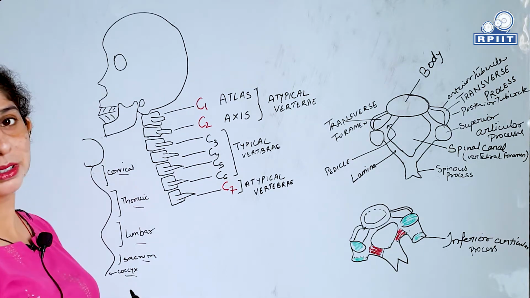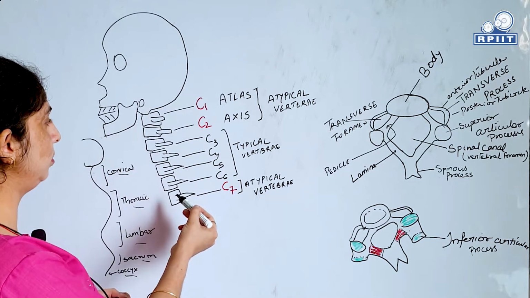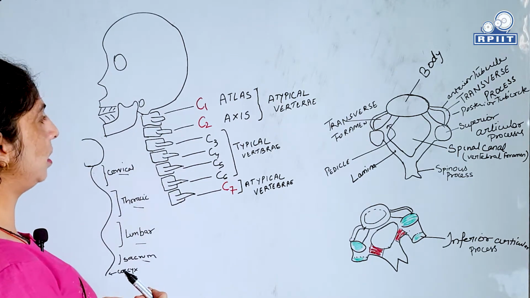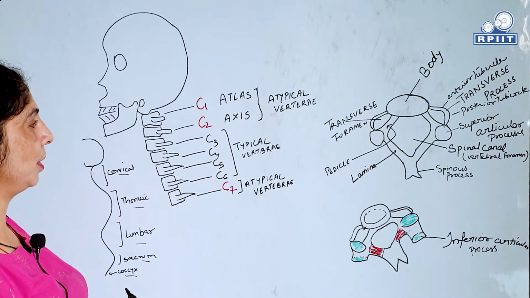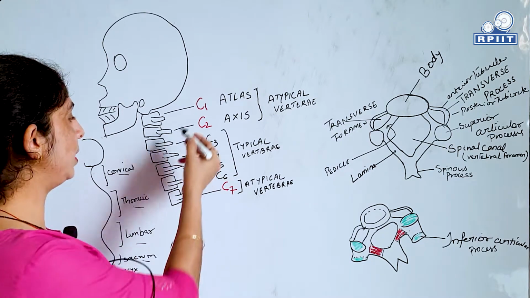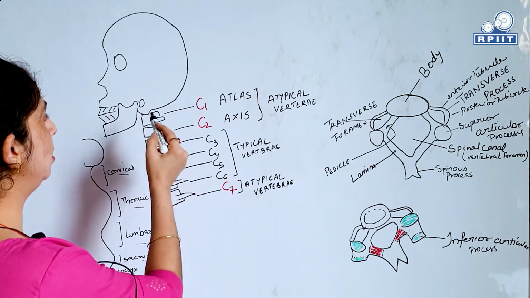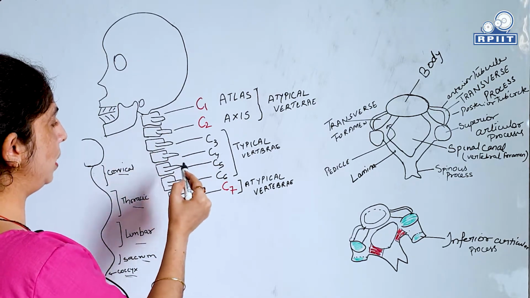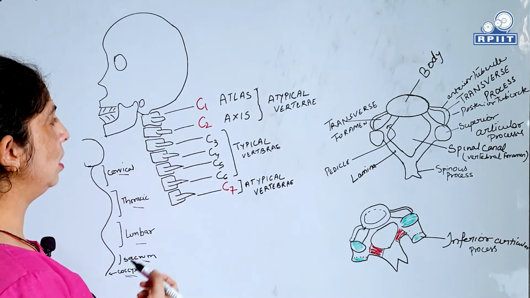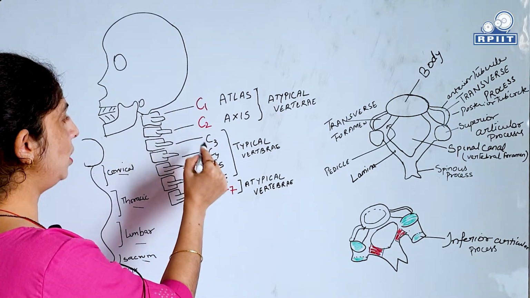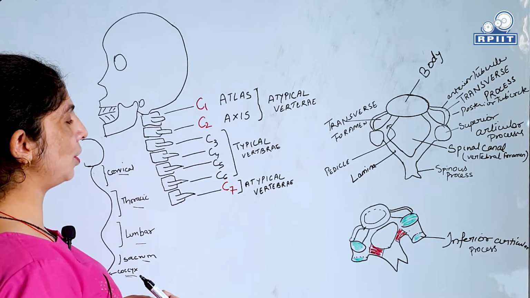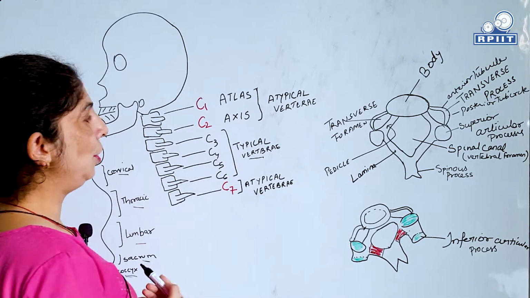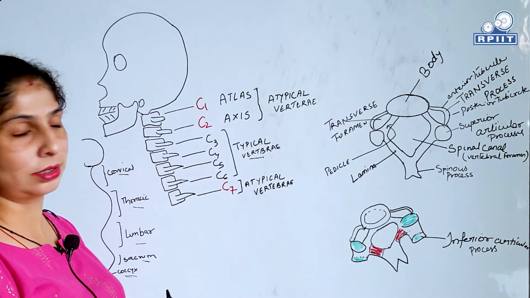The vertebrae present in the cervical region just below the skull in the neck are known as a cervical vertebrae, which are total 7 in number. These are C1, C2, C3, C4, C5, C6, C7. The C3, C4, C5 and C6 vertebrae are classified as a typical vertebrae, which share the similar features.